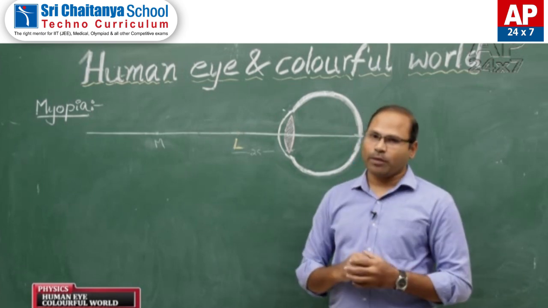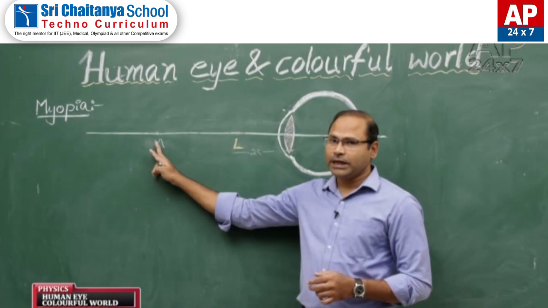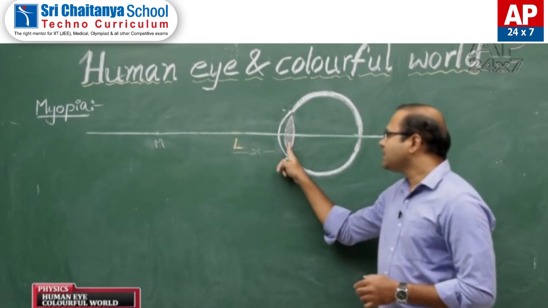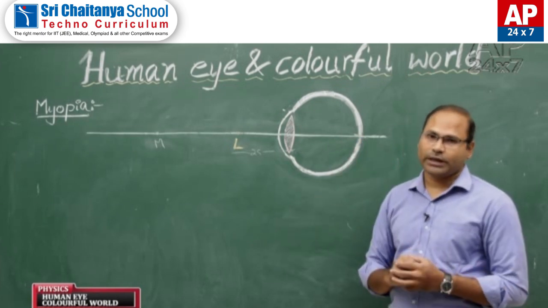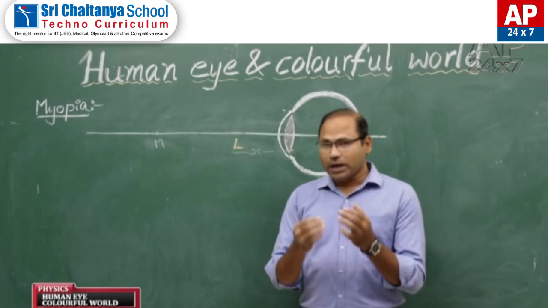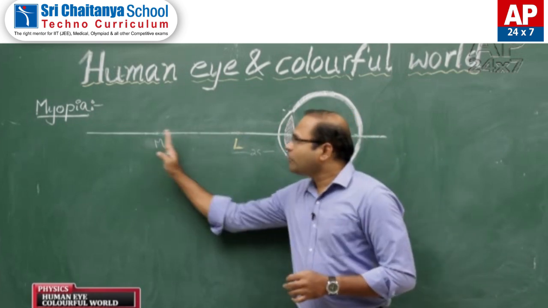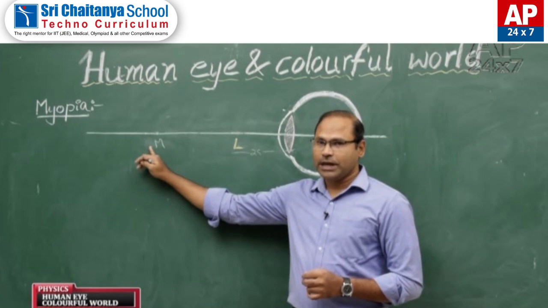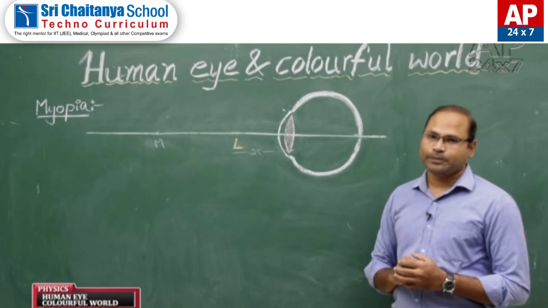Let me define the far point for you. The point of maximum distance at which the eye lens can form a clear image on the retina is called the far point. Okay? Now, once again I am repeating it. Far point is the point of maximum distance at which the eye lens can form a clear image on the retina.